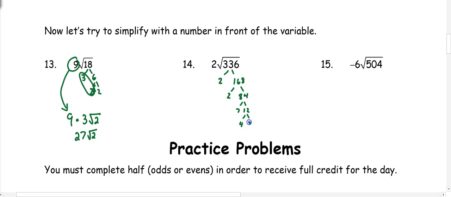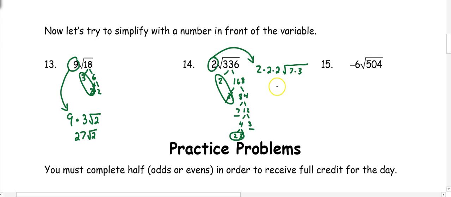12 breaks down to 4 and 3, and 4 breaks down to 2 and 2. So we have a pair of 2's and another pair of 2's, and we already had a 2 out front. So I'm going to bring the 2 out front times my pair of 2 times my pair of 2. Under the root, I have a 7 and a 3 left over, so those go under the root together.